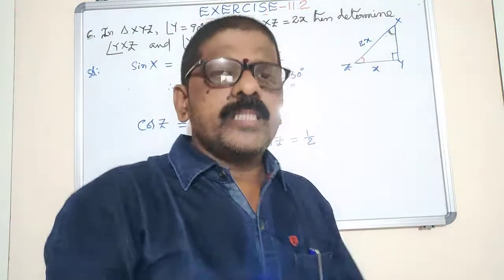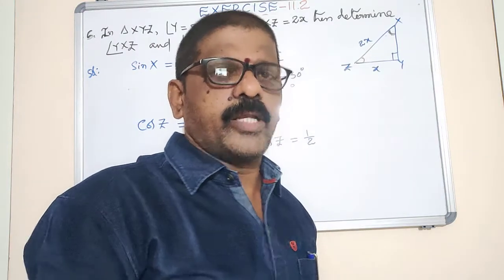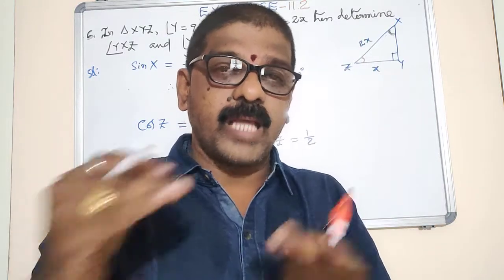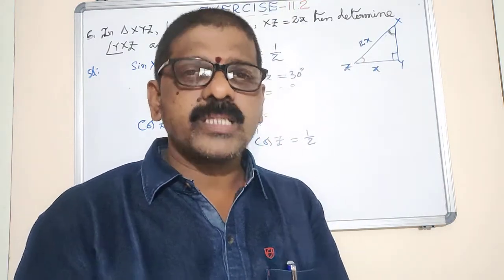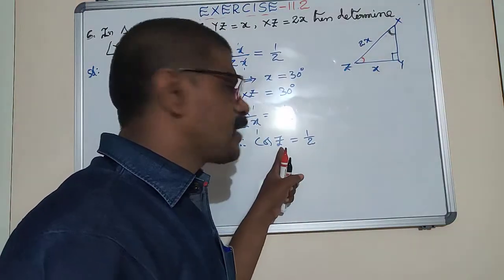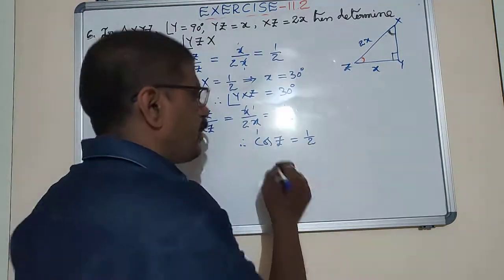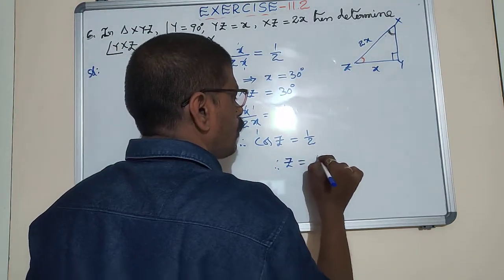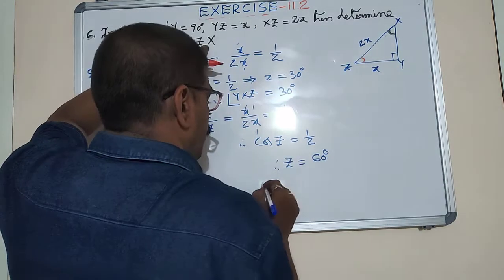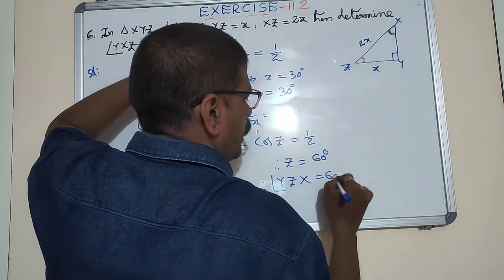Now, where is the angle indicated in cos 1 by 2? So cos how much? Either 30 or 60. So cos 60 value is 1 by 2. Clear? Cos 60 value is 1 by 2. Now replace Z by 60. That means cos 60 value is 1 by 2. Therefore Z equals how much? 60 degrees. That means Z is YZX. Therefore angle YZX equals 60 degrees.